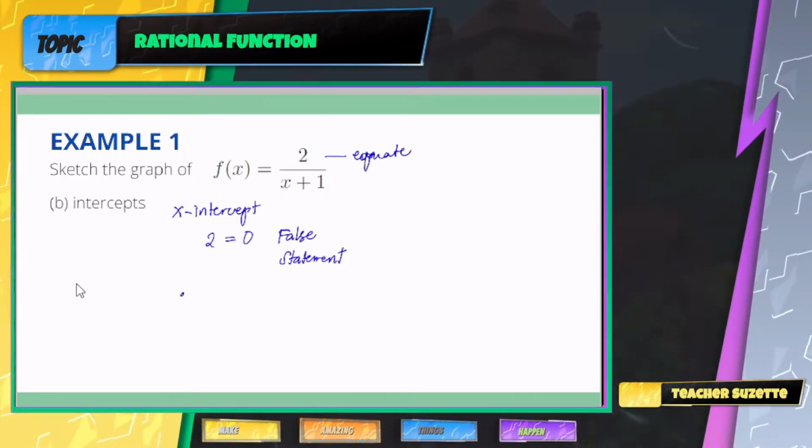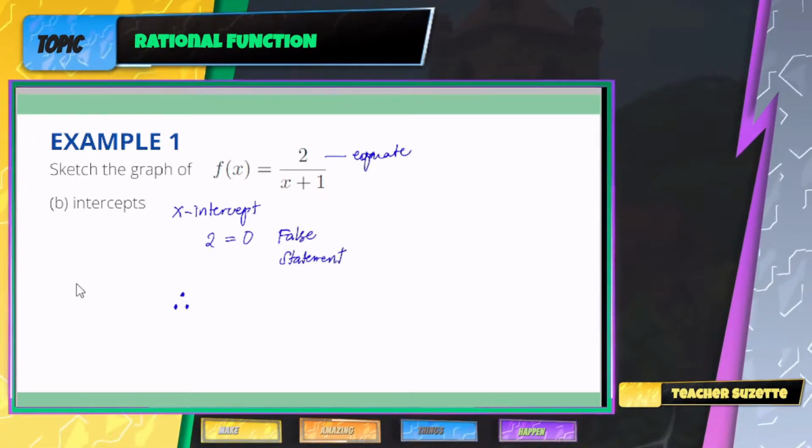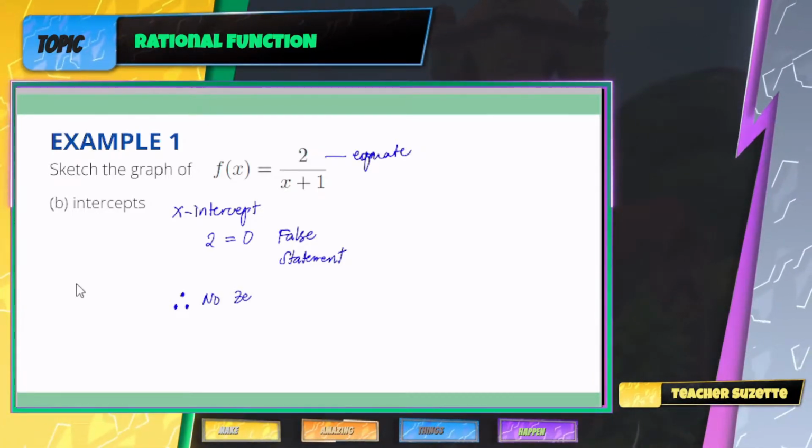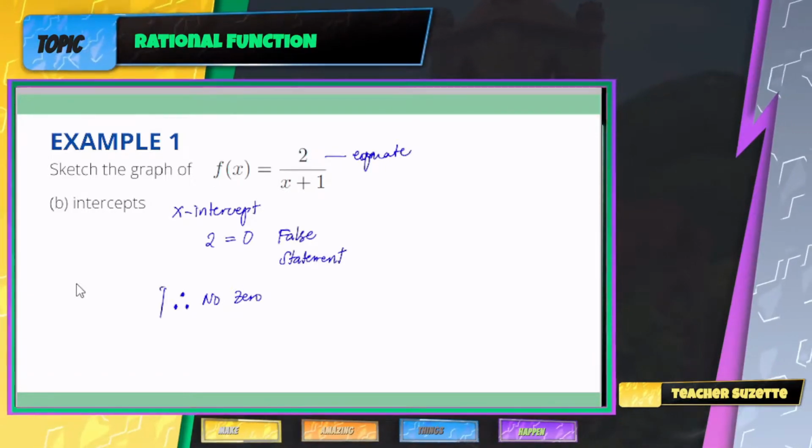Therefore, you can conclude that this function f of x has no zero. Has no zero siya.